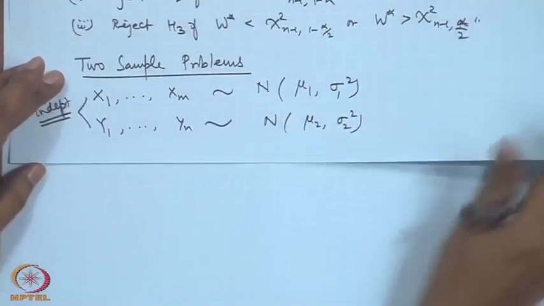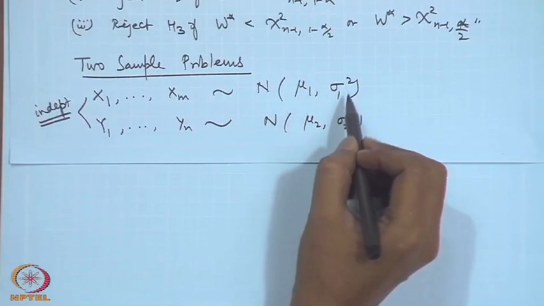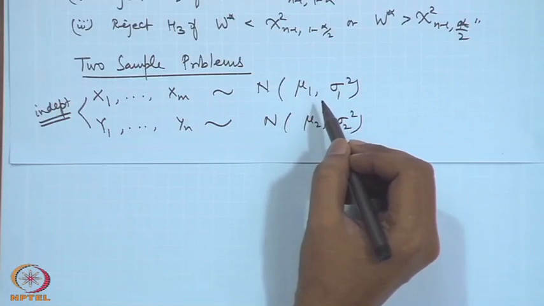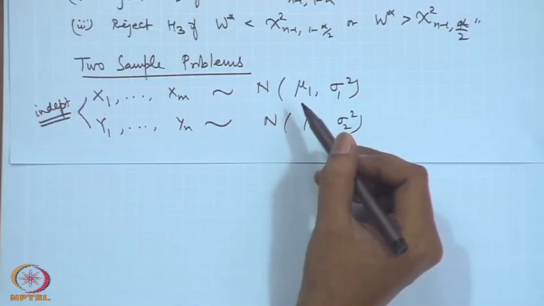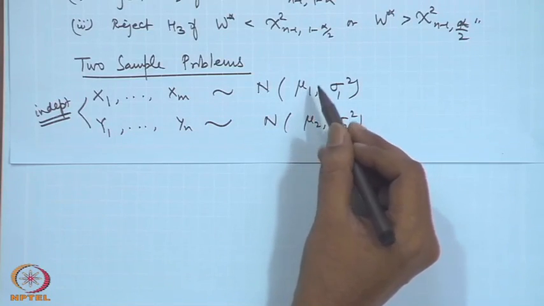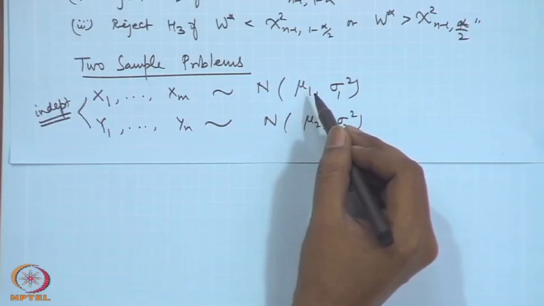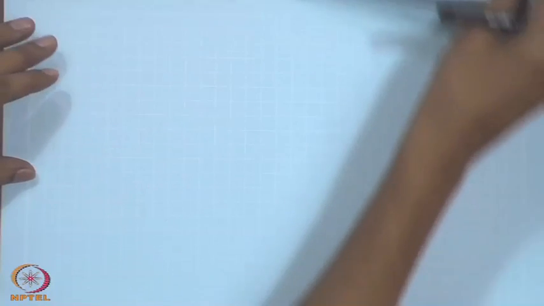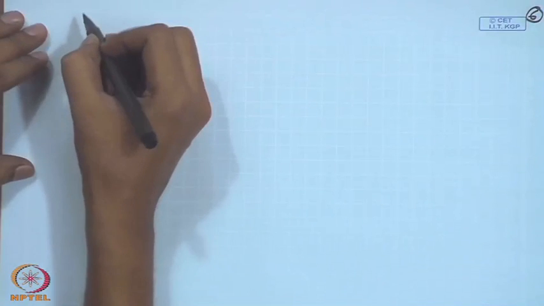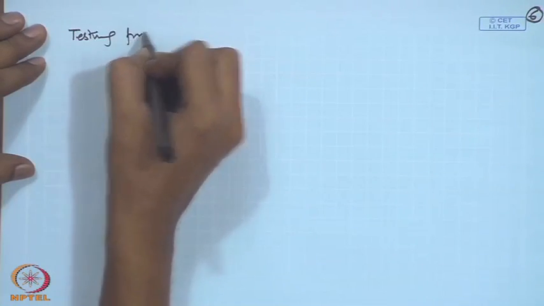Now, we consider say parameters mu 1, mu 2, sigma 1 square, sigma 2 square, these could be our testing problems. Now, one of the commonly used problems could be to test whether the mean of the first population is less than the mean of the second population or equal or greater than, etcetera. That means, we are interested in the difference here. Now, naturally, this is a problem which can be handled easily using the Neyman-Pearson theory. So, we consider testing for means.